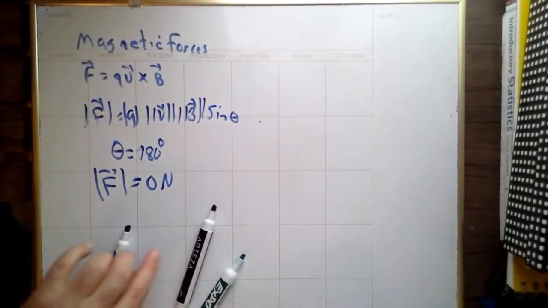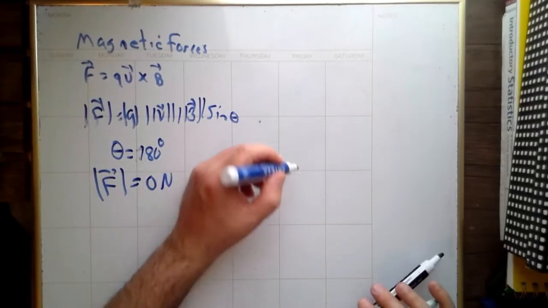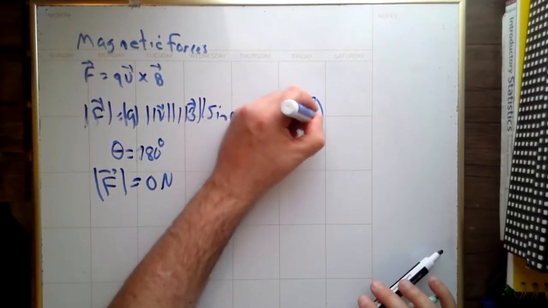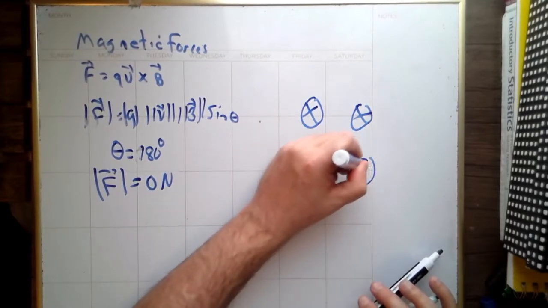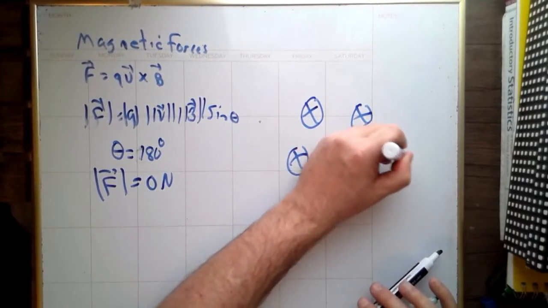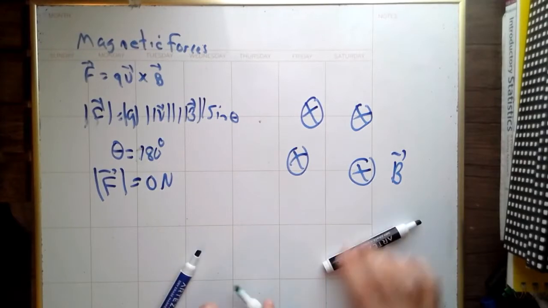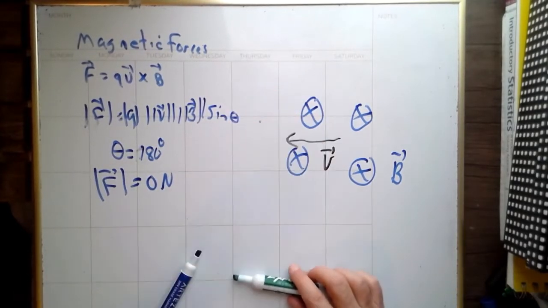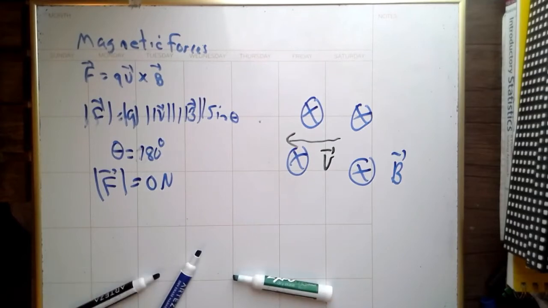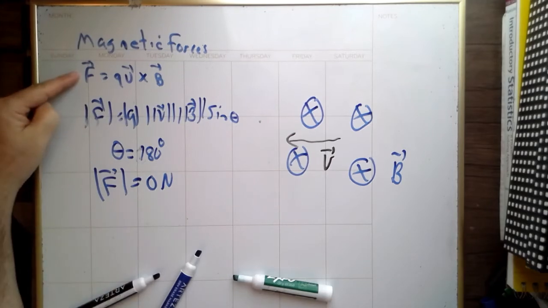Okay, what about, let's do B pointing down into the board. And V, oh, let's point to the left. These are all good problems. You should try every one of these. Try this one on your own first. Figure out which direction you think F will point in.